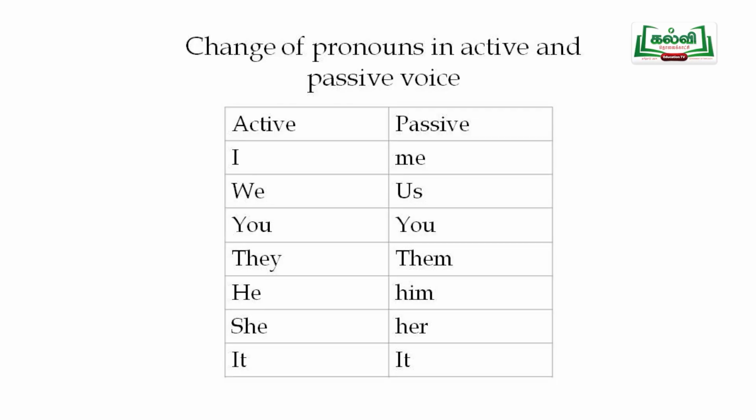அதாவது ஒரு சென்டென்ஸில் நம்ம வந்து சப்ஜெக்டை யூஸ் பண்ணும்போது ப்ரொனவுன் எல்லாம் யூஸ் பண்ணுறோம் இல்லையா, ஐ, வி, யூ, தே, ஹி, ஷி, இட்டெல்லாம் ஆரம்பிக்கிறோம் அந்த சென்டென்ஸை சப்ஜெக்டாக வைக்கிறோம். அது வந்து பேசிவ்ல மாறும்போது எந்த மாதிரி அது மாறும் அப்படின்னு பார்த்தோம்னா, ஐ வந்து மீயா மாறணும், வி வந்து அஸ், யூ யூவாவே தான் இருக்கும், தே தெம், ஹி ஹிம், ஷி ஹர், இட் த சேம் இட்.